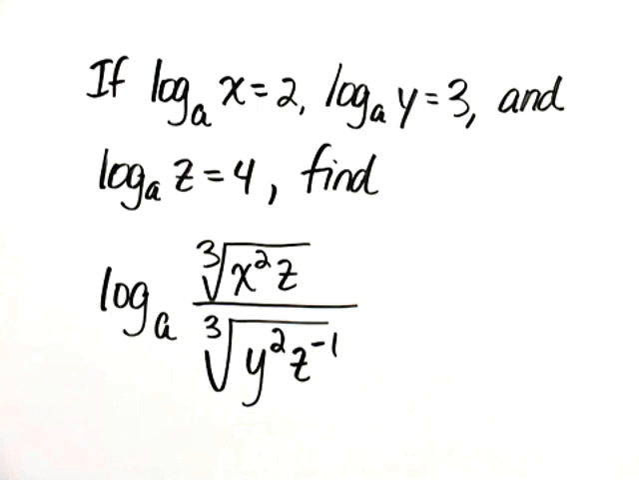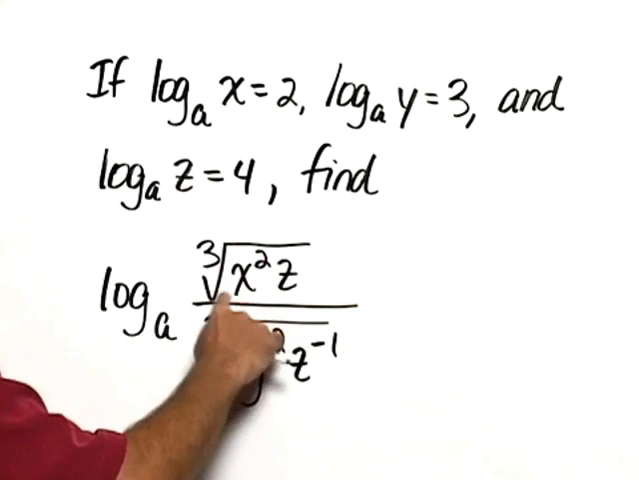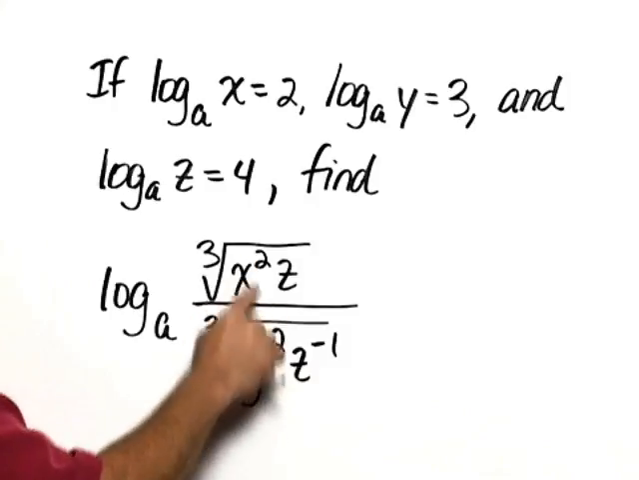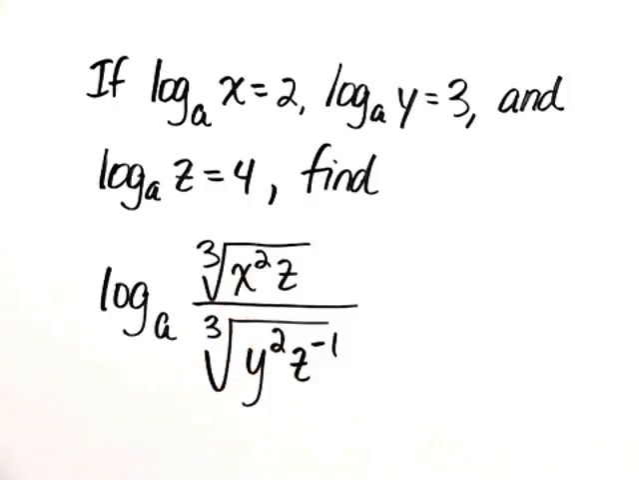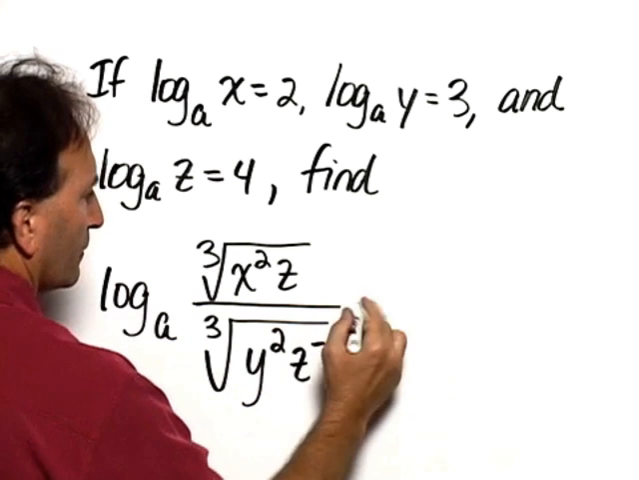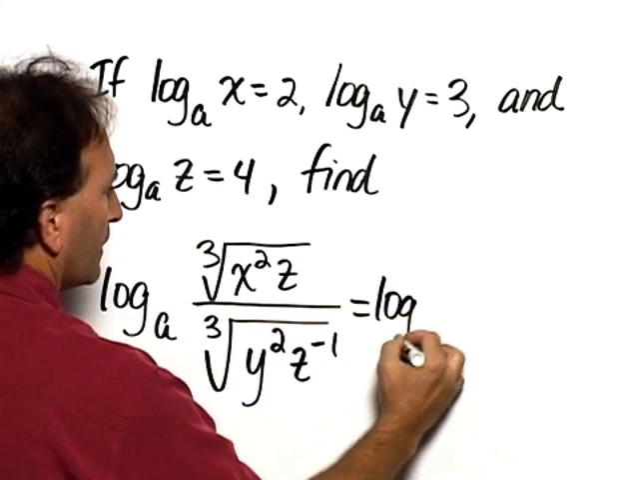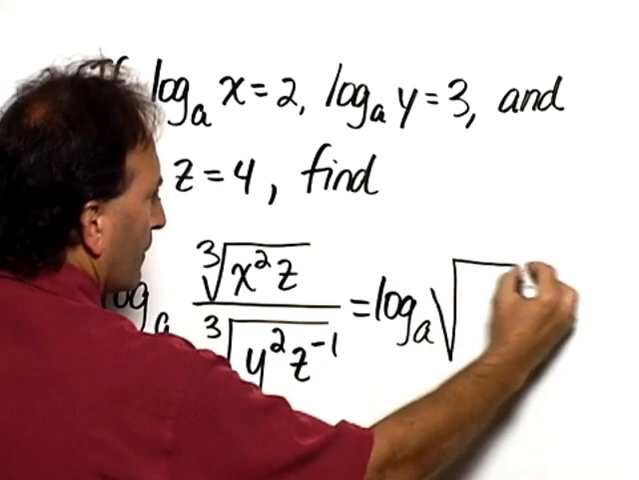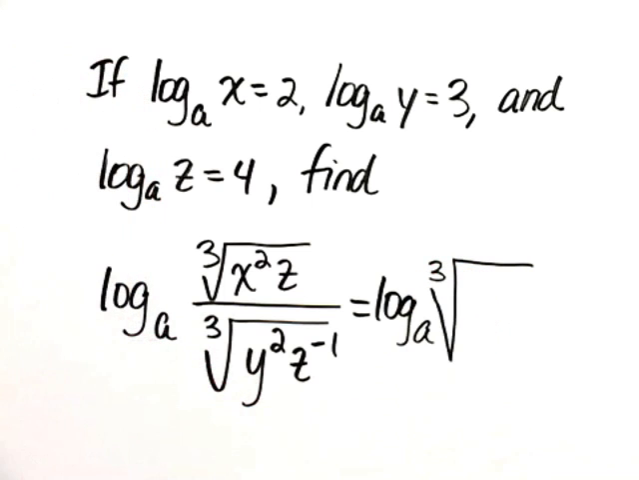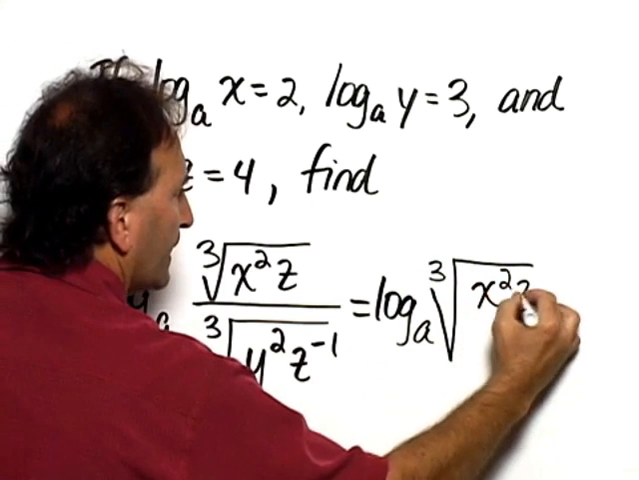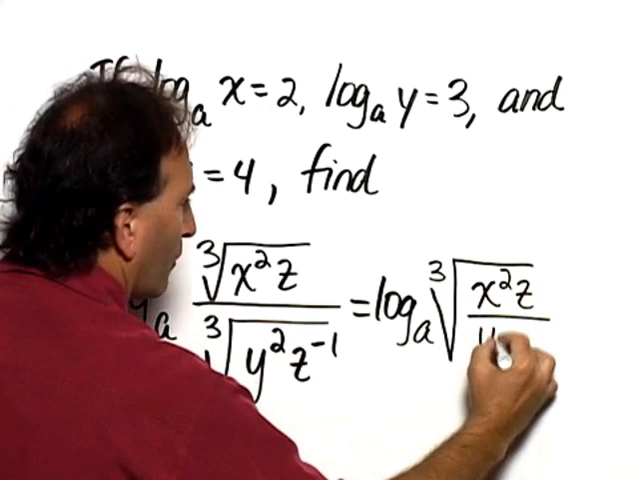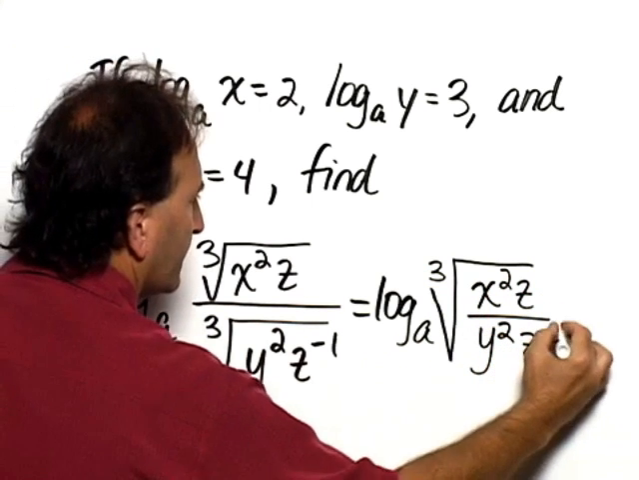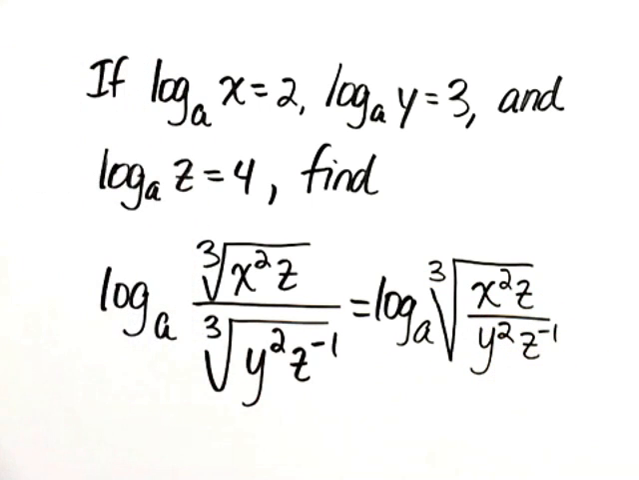Let's begin by combining the quotient here of the two individual cube roots into the cube root of the quotient. So this is going to be equal to log base a of the cube root of x squared z divided by y squared z to the negative 1.